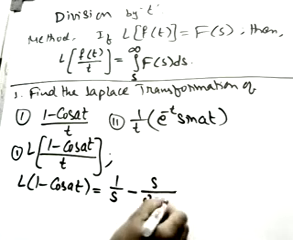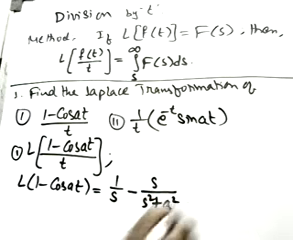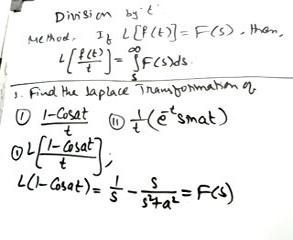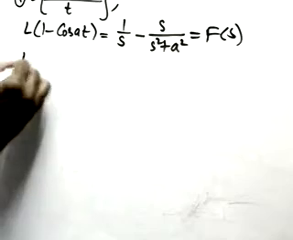Laplace of cos at is s by s square plus a square. So you denote this as capital F of s. So what is the formula for division by t? Just now we have seen.